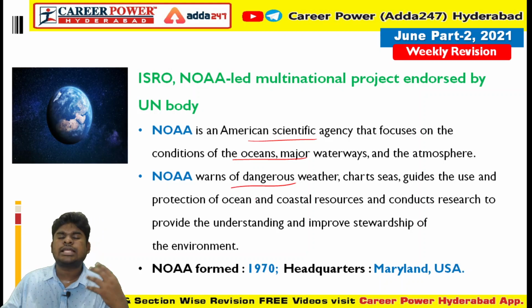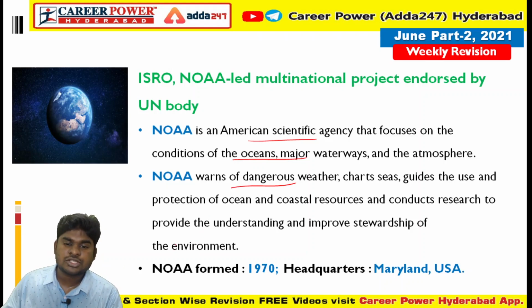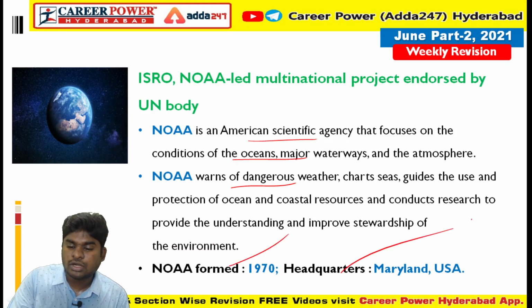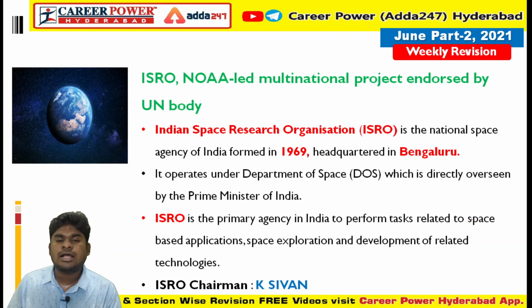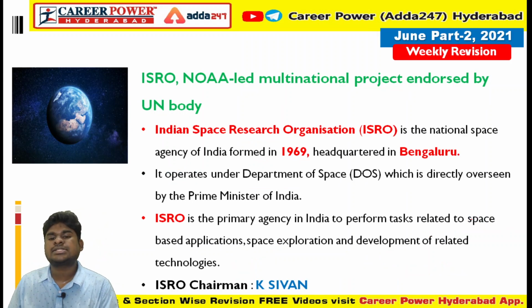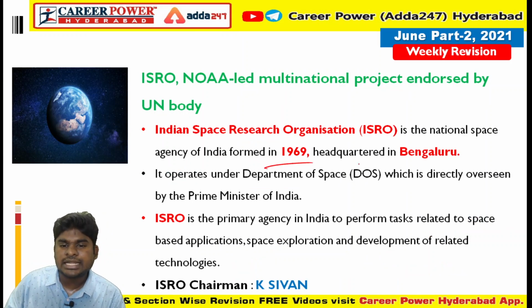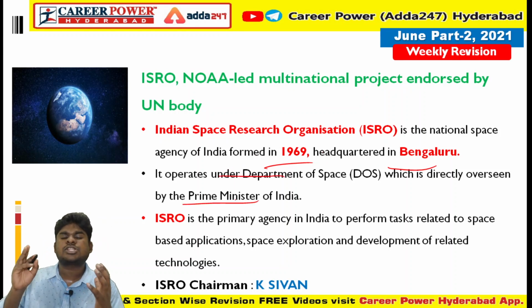So they give warnings about dangerous weather, chart seas and guides, and use the protection of ocean and coastal reserves, which was formed in 1970, headquartered in Maryland. If you come to ISRO, the Indian Space Research Organization, which was formed in 1969, headquartered in Bangalore, it operates directly under the Prime Minister's supervision.